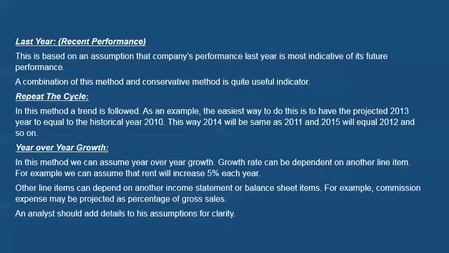Year-over-year growth. In this method, we can assume year-over-year growth. Growth rate can be dependent on another line item. For example, we can assume that rent will increase 5% each year. Other line items can depend on another income statement or balance sheet item. For example, commission expense may be projected as a percentage of gross sales. An analyst should always add details to his assumptions for clarity purposes.